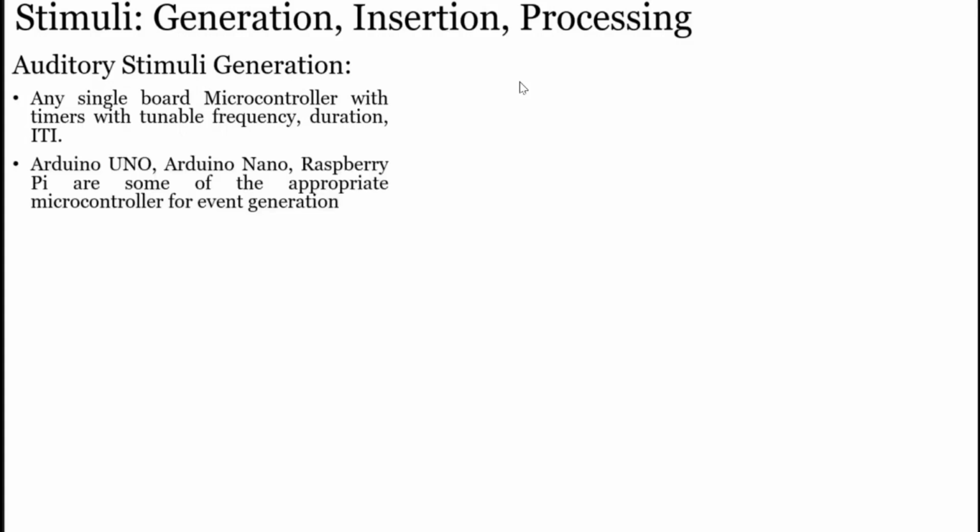Basically, the flow for auditory stimuli generation is that you program your auditory stimuli using some software, and then you dump the code into the respective microcontroller. In our case, we have generated an INO file for Arduino Nano and Arduino Uno, and we have generated all three stimuli which I am showing right now. It was dumped in Arduino Uno or Arduino Nano. One more thing, you can use Raspberry Pi.